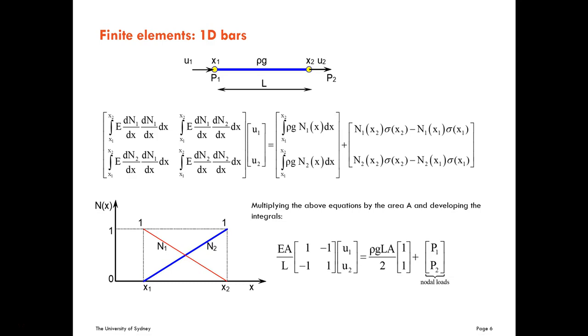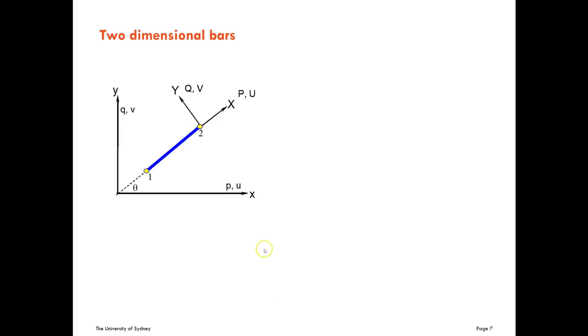Okay, now we are going to go to the two-dimensional bar. So it's the same 1D bar. It has two nodes, but each node in this case has 2 degrees of freedom. Here capital X and capital Y represent the system of coordinates of the bar. It's also called the local coordinate system. And small x and small y is the global coordinate system. It's a system that is shared by all elements of the structure.